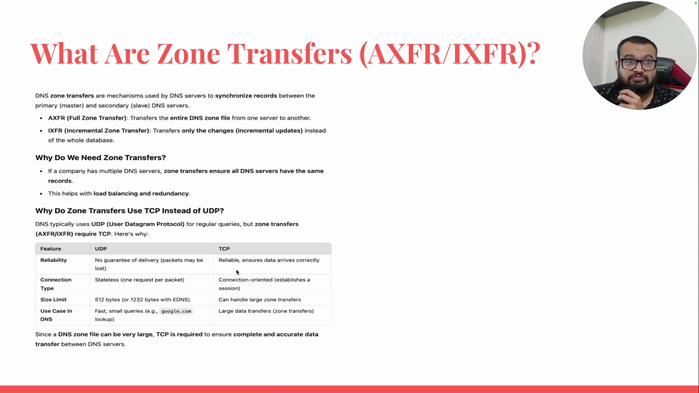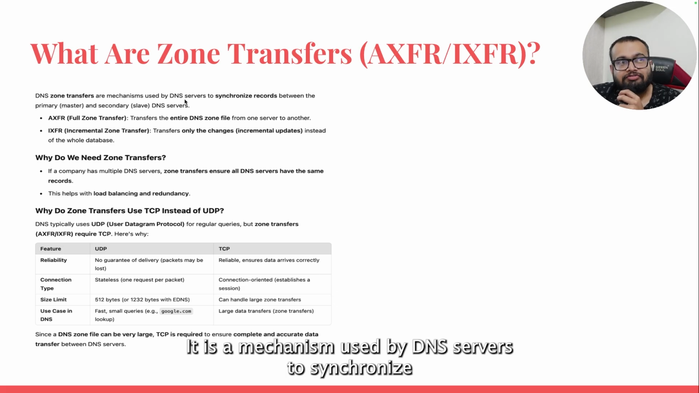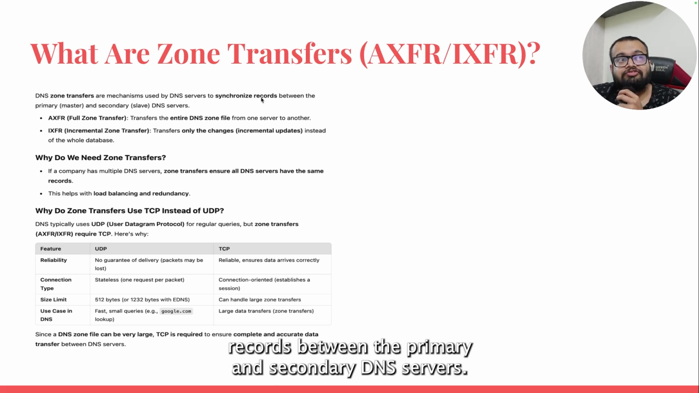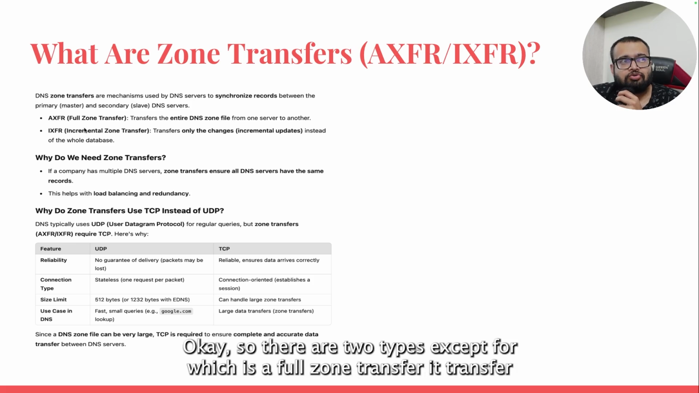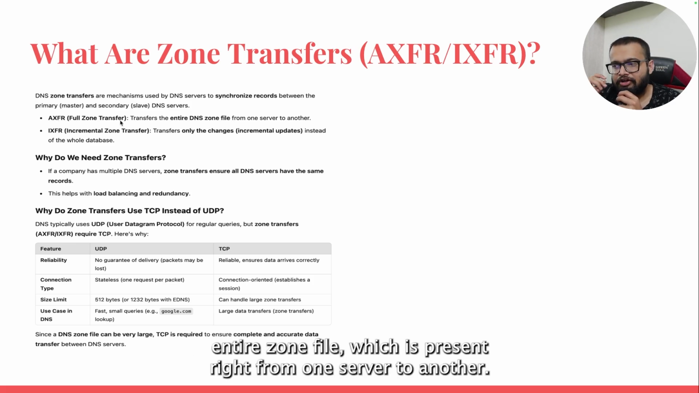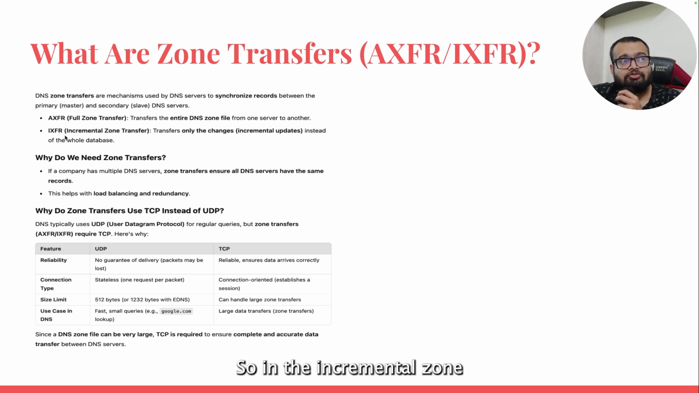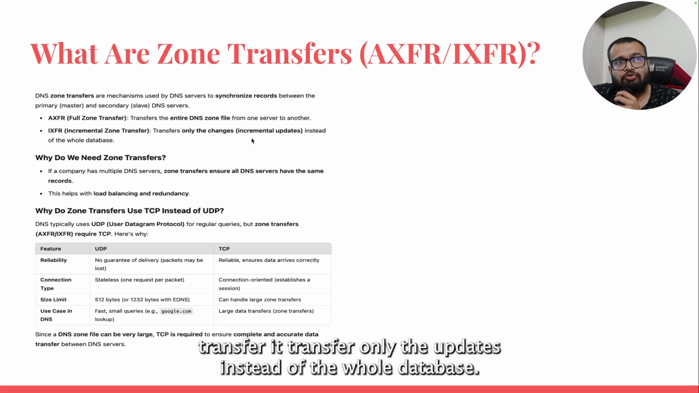So what are zone transfers? Simple. It is a mechanism used by DNS servers to synchronize records between the primary and secondary DNS servers. There are two types: AXFR, which is a full zone transfer. It transfers the entire zone file from one server to another. In the incremental zone transfer, it transfers only the updates instead of the whole database.